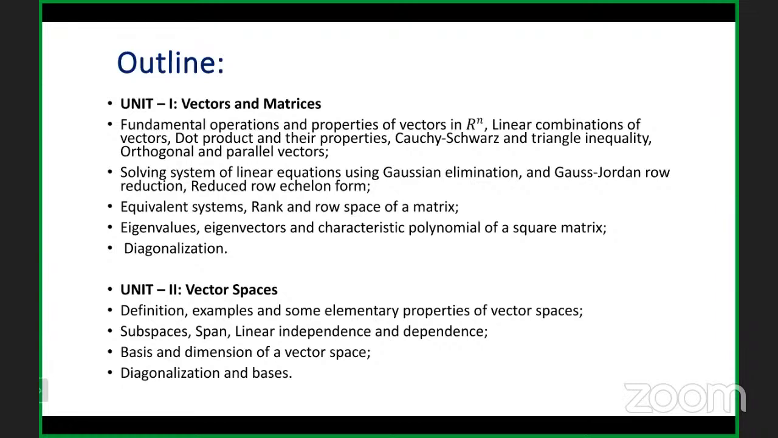Then we'll come to linear combinations of vectors, dot products, cross products, the various inequalities like the Cauchy-Schwarz inequality and triangle inequality, and the properties like orthogonal and parallel vectors. And then we'll come to Gaussian elimination, Gauss-Jordan, and row reductions. Then the major topic in this first unit would be eigenvalues and eigenvectors. It is of utmost importance.